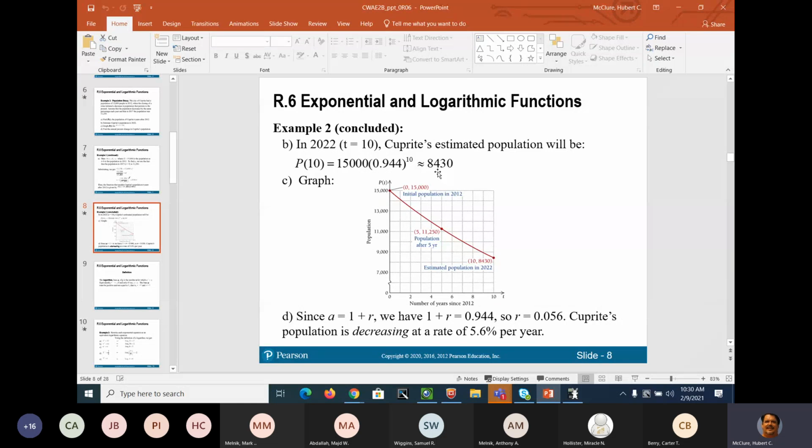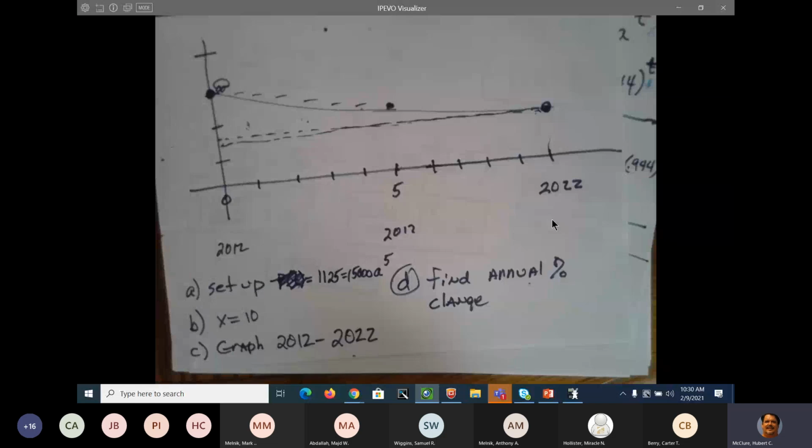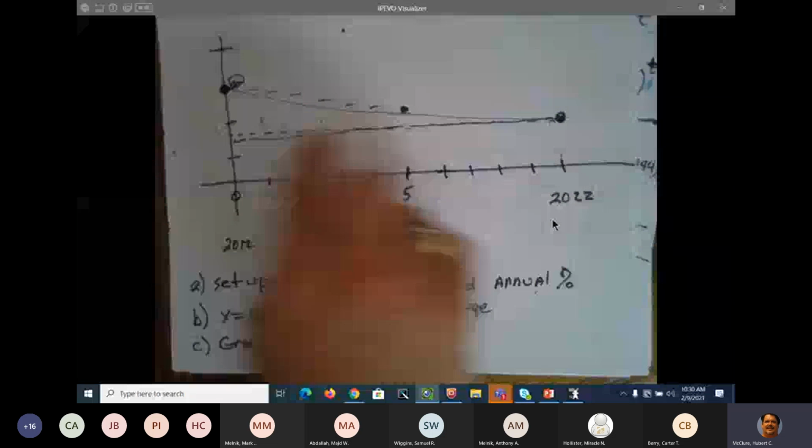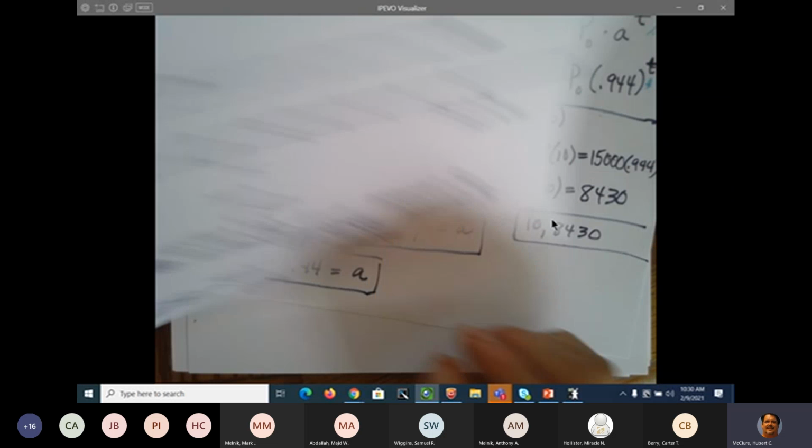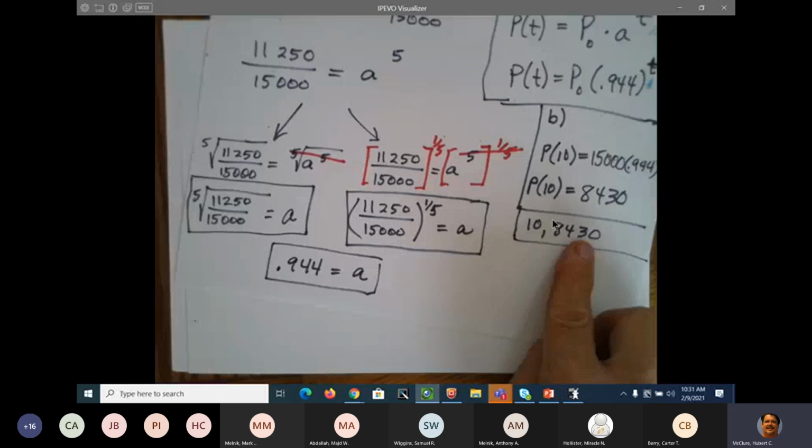Okay, so at 10, you have a population of 8430. Now, I want to ask y'all a question. What did I predict with my half-done graph? Somebody tell me what I predicted with this half drawing right here. 7 or 8,000. With a halfway drawing, I got within 430 of the answer. I said 7 to 8,000.